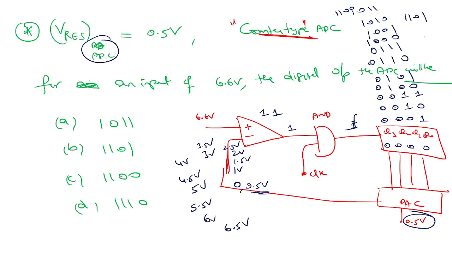Okay. So what will happen? 1110, 7 volt. Now it will become 0. No increment will take place. The answer is 1110. Are you guys clear with this?